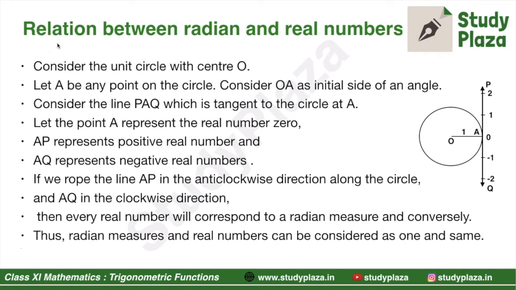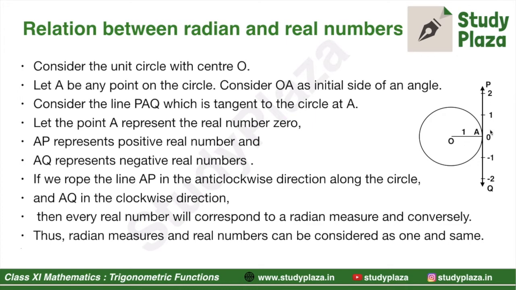Now we move to the next topic, that is the relation between radians and real numbers. That is, how radian measures are related to the real numbers. To understand this, let us consider a circle with center O and unit radius. Let A be a point so that OA becomes the initial side of the angle, and OA is also a radius of 1 unit.